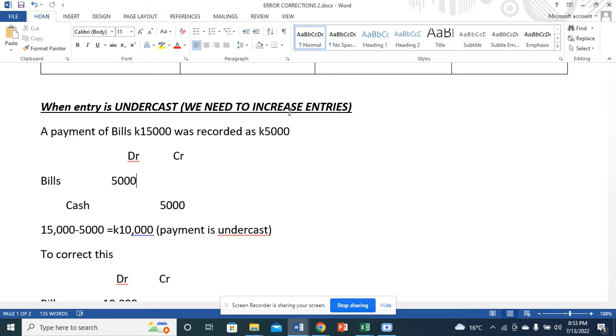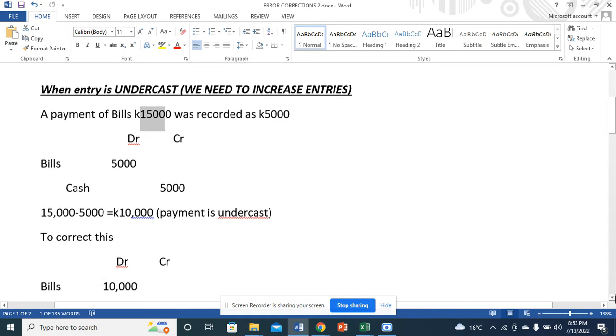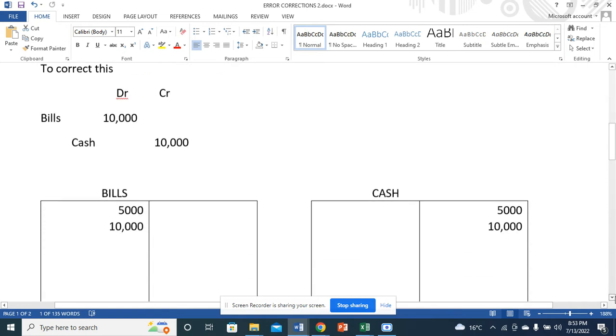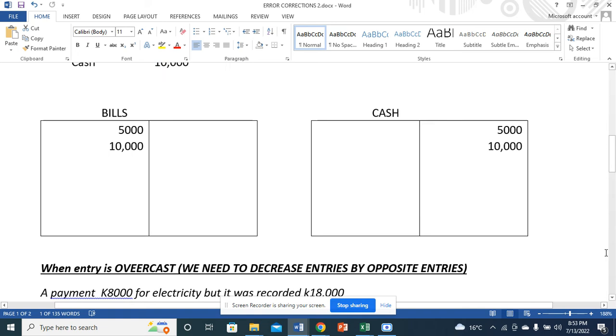Because you might have two scenarios, sir. You might have where it's undercast or where it's overcast. So what you just have to remember, when it's undercast, you need to increase the entries. So that's what we did here. We increased these wrong entries by 10,000 so that we get 15,000 in both accounts. Now let's look at when an entry is overcast. In this case, we need to decrease these entries, okay?